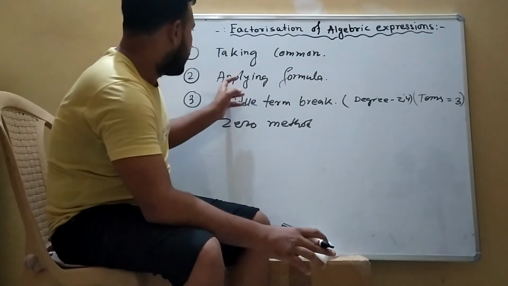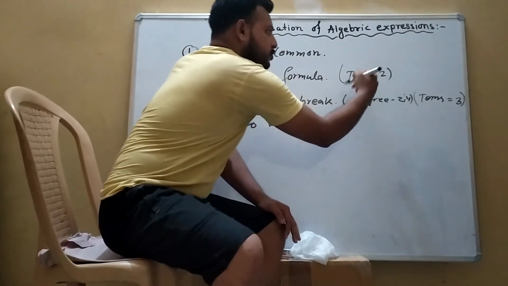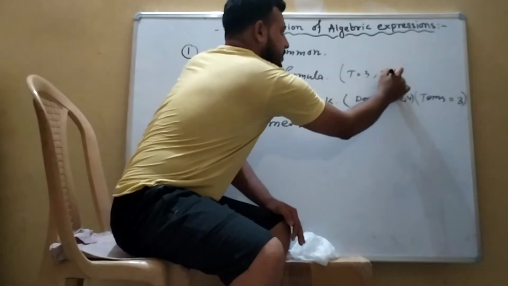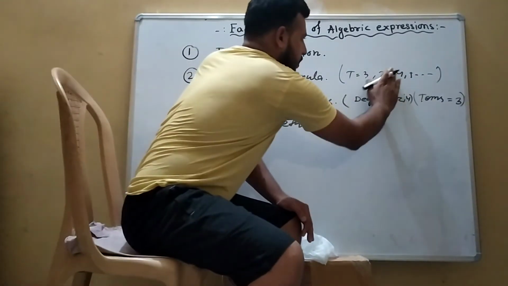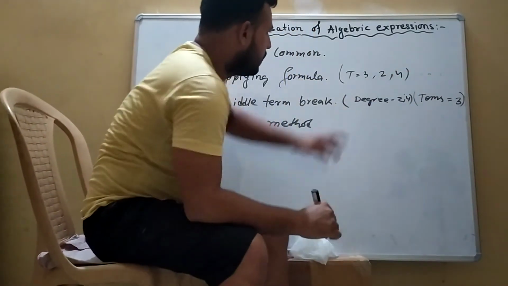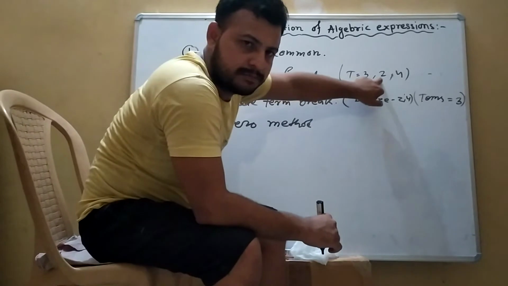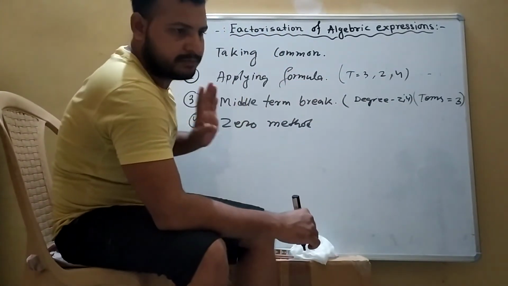And for applying formulas, the terms can be 3 and also can be 2, or 4. Sorry, not 5, only 2, 3 and 4. If there are 3 terms, 2 terms, or 4 terms, you can apply the formula. And we know in formulas only up to 4 terms come.